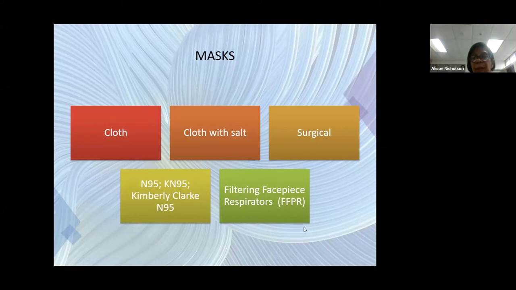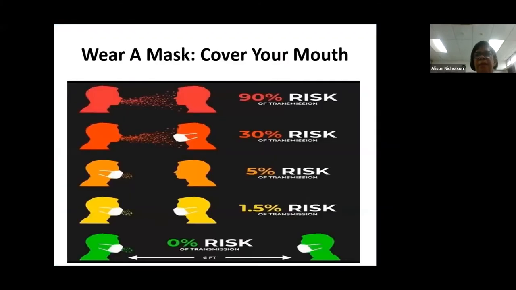And then of course, there are more exotic filtering face piece respirators, which take this protection up to another level and are for special indications. Just look at this to underscore my point.